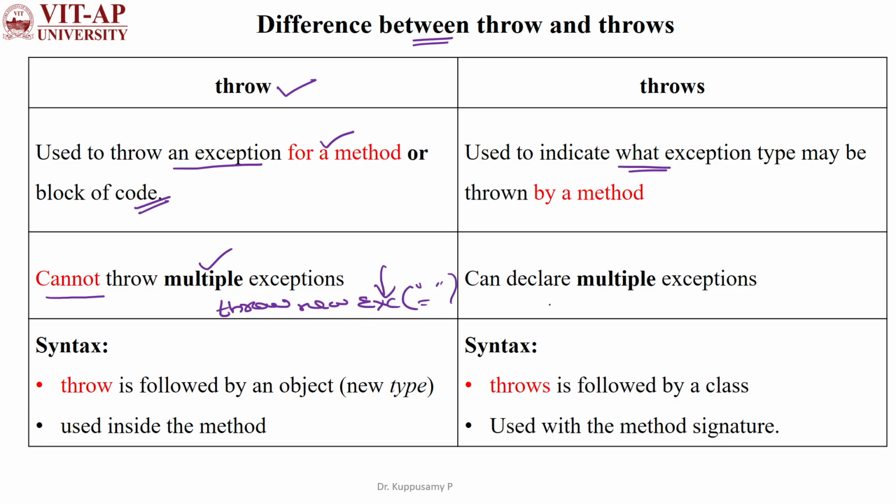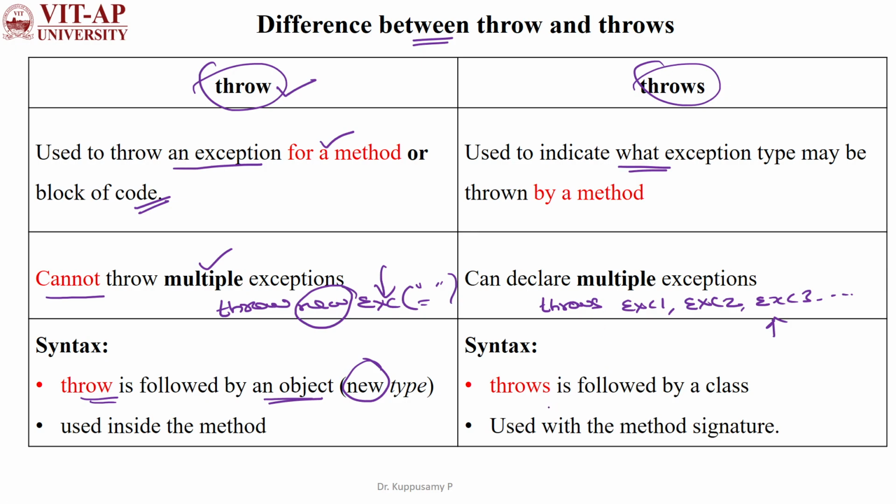But when you are using throws, throws then exception type 1, then exception type 2, then exception type 3. Like that you can define n number of exception types here. So that is the thing. Here we have the difference between these two keywords. Throw is followed by an object, that is the new keyword. So we will use the new keyword whenever we are using throw, but with throws we are not going to use the new keyword, which is followed by the class or method name.